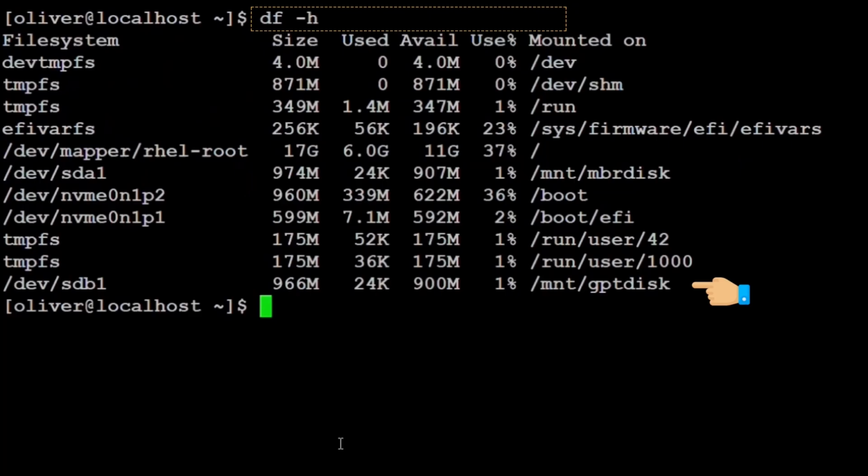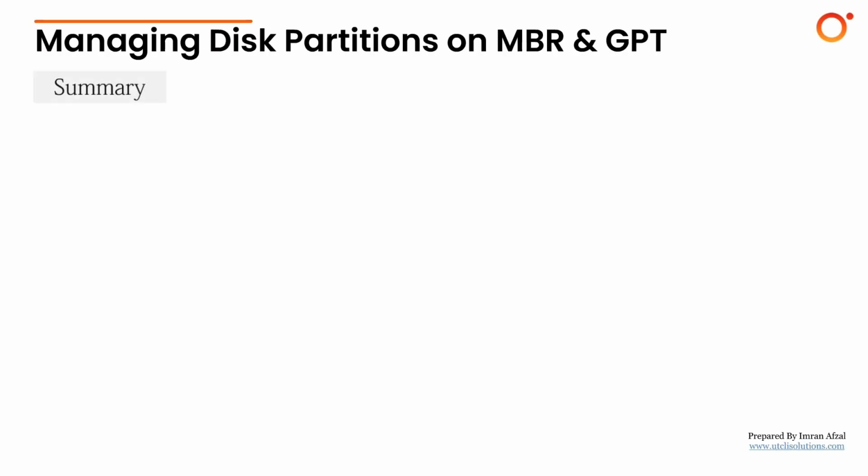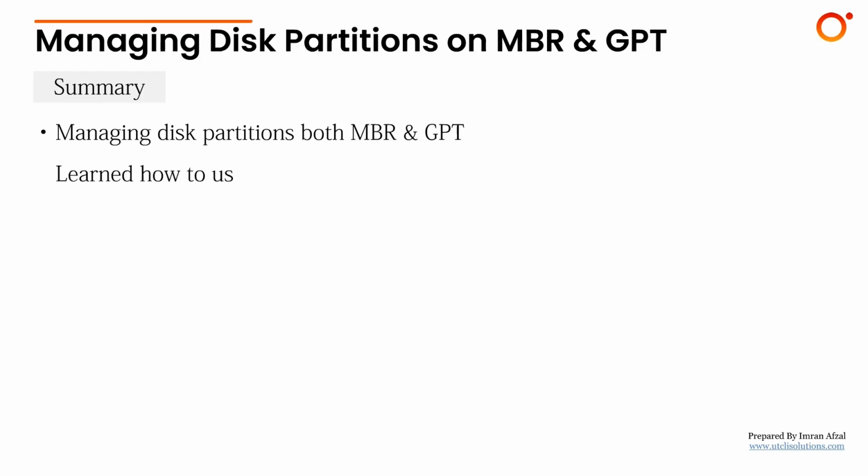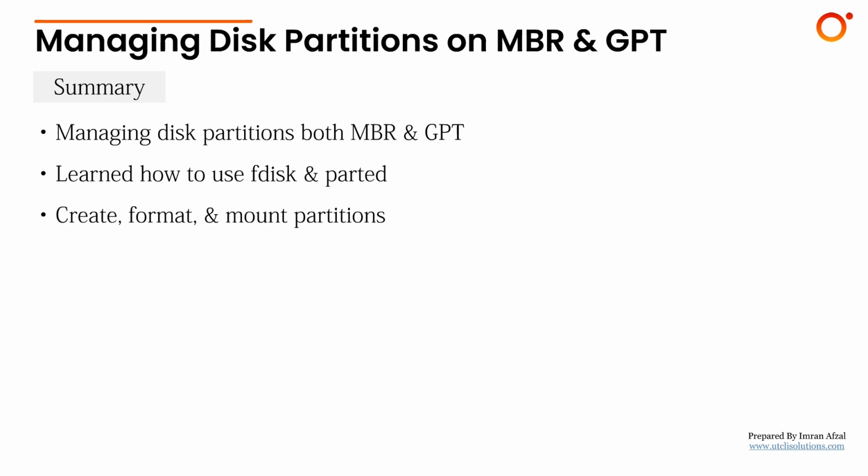Remember, simple mount commands only work until the next reboot. To keep partitions mounted permanently, you must update the fstab file using the UUID. And with this, we've completed our practical session on managing disk partitions using both MBR and GPT. You've learned how to use fdisk and parted, create partitions, format, and mount them, and make the mounts persistent. These are vital skills for RHCSA and real-world Linux system administration.